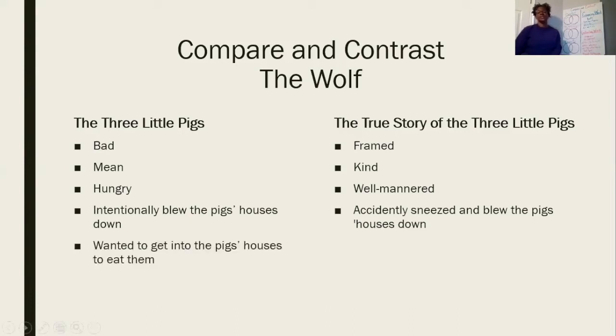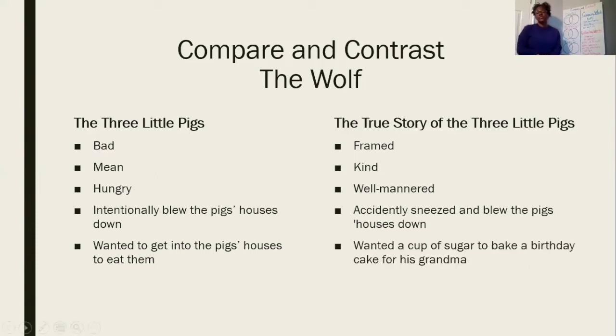All right, and in this original story, he wanted to get into the pigs' houses to eat them. So again, he set out, that was a part of his purpose, to accomplish getting the pigs and eating them.